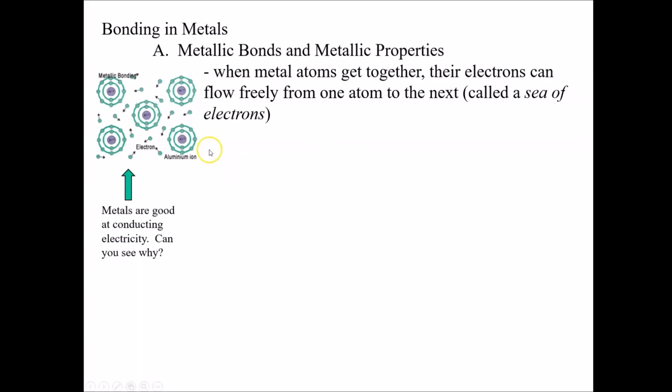So here's how metals bond with other metals. Again, metals like to lose electrons. They like to become positively charged. But how would a positive attract to another positive? It wouldn't. That wouldn't work. So how do metals bond to other metals?